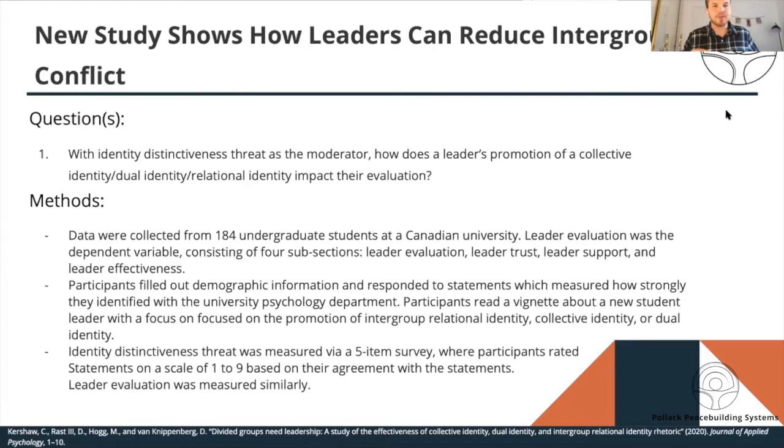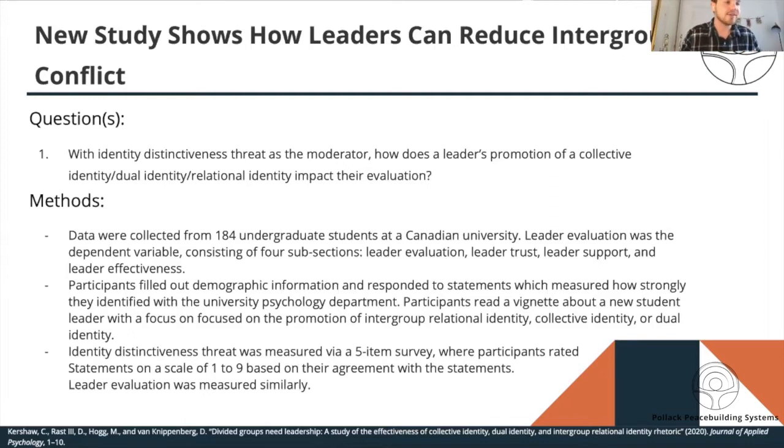And so essentially, the question was, with identity distinctiveness threat as the moderator, how does a leader's promotion of a collective identity, dual identity, and an intergroup relational identity impact their evaluation? And to just give a quick background on what each of those terms mean.